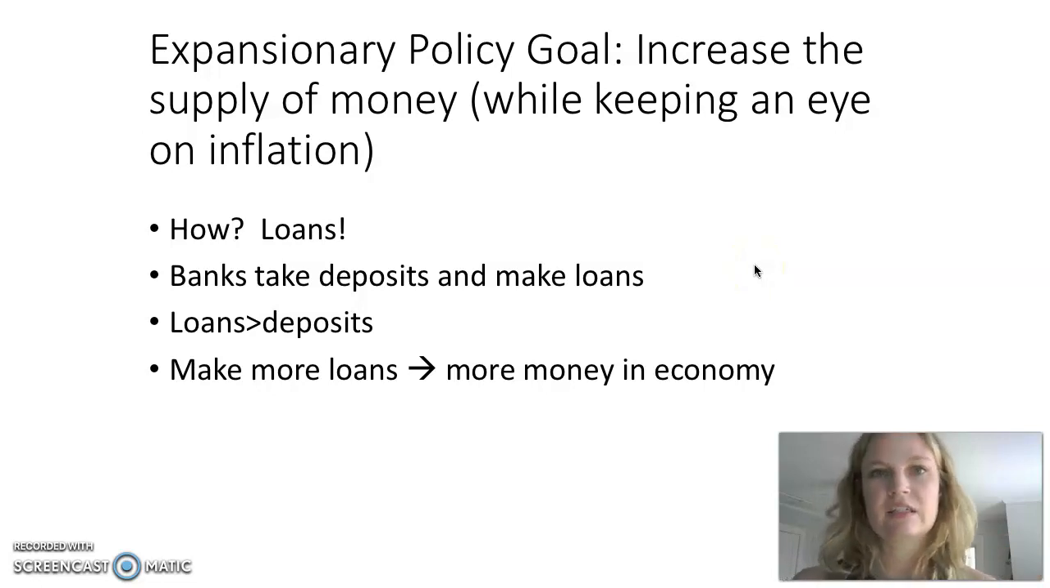Expansionary policy. Expansionary policy has a goal of increasing the supply of money while keeping an eye on inflation. So this is one thing that the Fed does sometimes. How would it do this? By incentivizing loans. So again, banks take deposits and make loans. If banks make more loans, there's more money in the economy. So I'm going to focus on the expansionary policy.